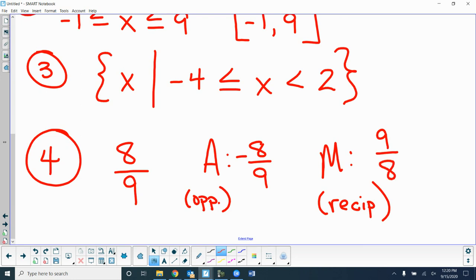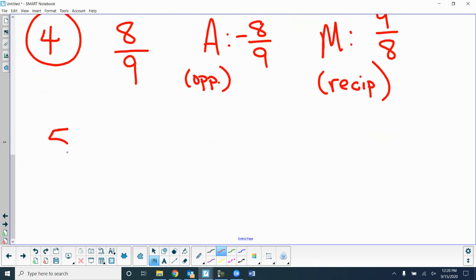So for multiplicative, if it starts out negative, it's going to stay negative. For additive, if it's negative, you make it positive. If it's positive, make it negative. Don't confuse those. It's an easy problem, just not paying attention to details.